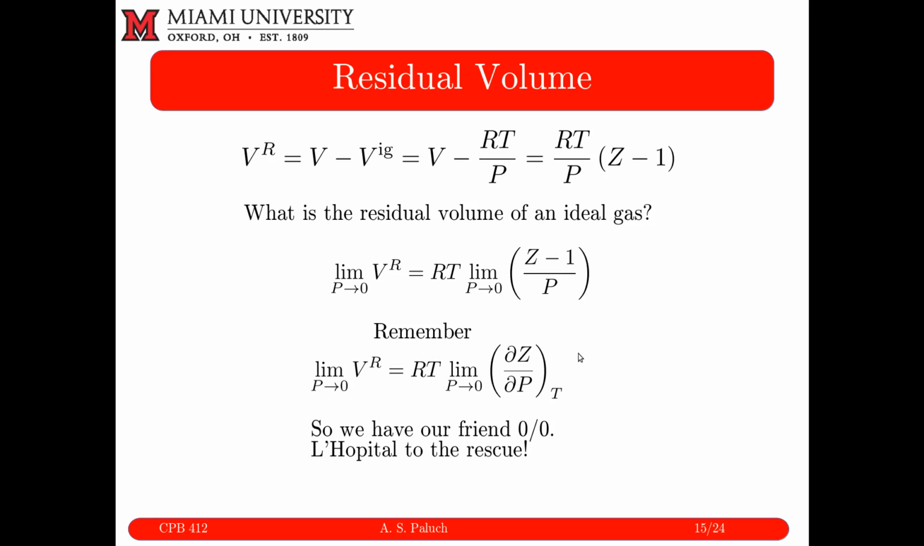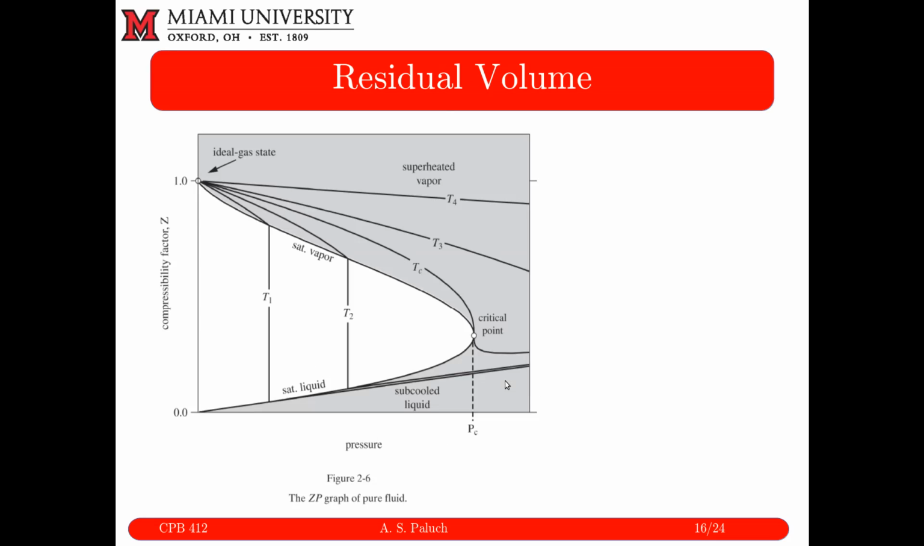In order to actually evaluate the residual molar volume in the ideal gas limit, we'd have to apply L'Hopital's rule. If we differentiate the numerator and denominator, we would get that it is RT times the limit that P goes to 0 of dZ dP at constant T. If I were to go to our Z versus P phase diagram, the residual molar volume then would be equal to the slope of my isotherm in the ideal gas limit. The key takeaway here is the residual volume is finite. It's not 0, but it's not going to be some constant value.